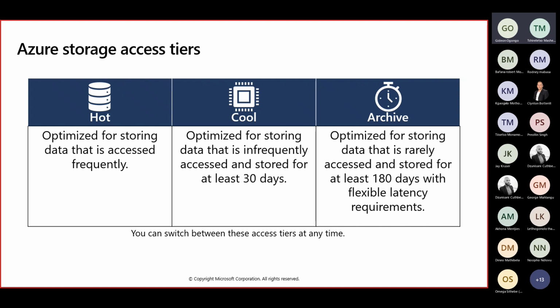The cool access tier is optimized for storing data that is not accessed frequently. So if you like to archive information and keep it in the cloud, and you're still going to access it, but it's not an everyday thing, you can access and store for at least 30 days. And anything that is more than 180 days is optimized for storing data that is rarely accessed and is stored for at least 180 days with flexible latency requirements as well.